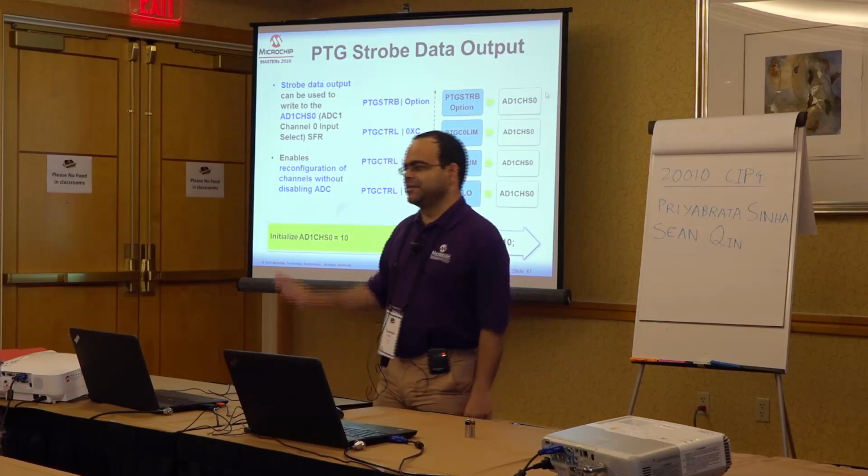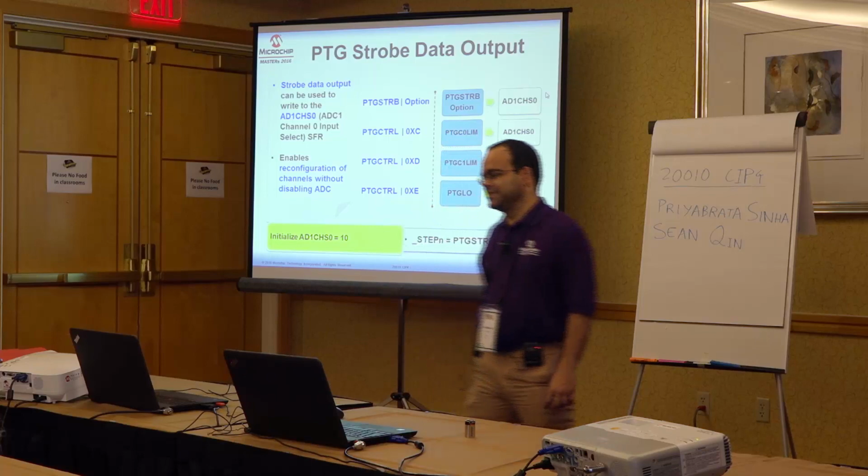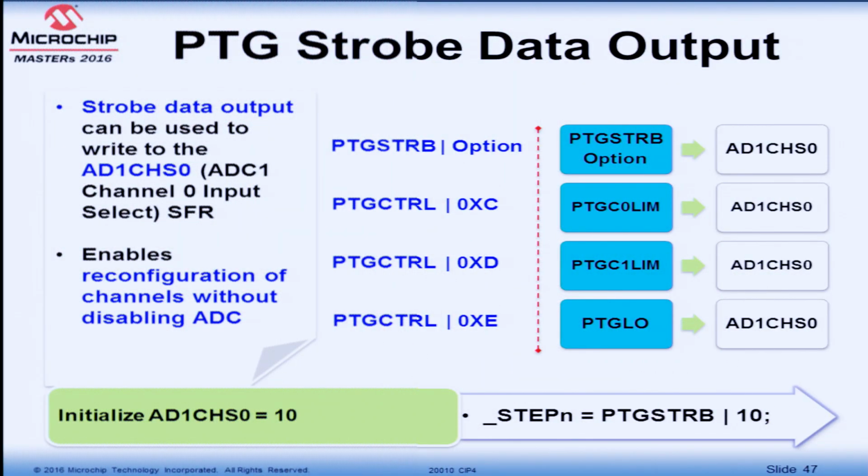And this is again independent of the peripheral interrupts that may be happening. I had mentioned the PTG strobe command, and you can see it in action here. The ADC channel select register is typically the register where you select which analog inputs each ADC sample and hold would be sampling, right? And there could be multiple such sample and holds. So this command allows you to update these channel select registers at runtime. Runtime meaning as the PTG step commands are executing.